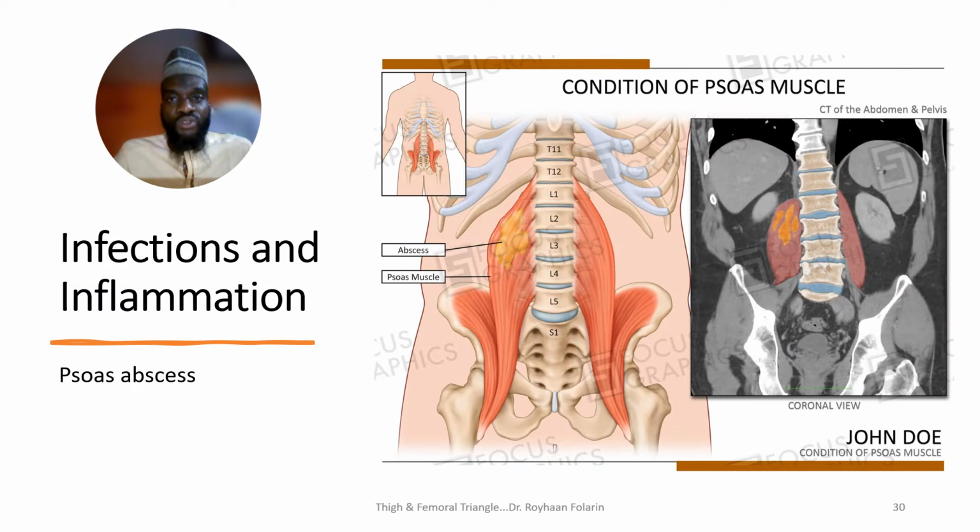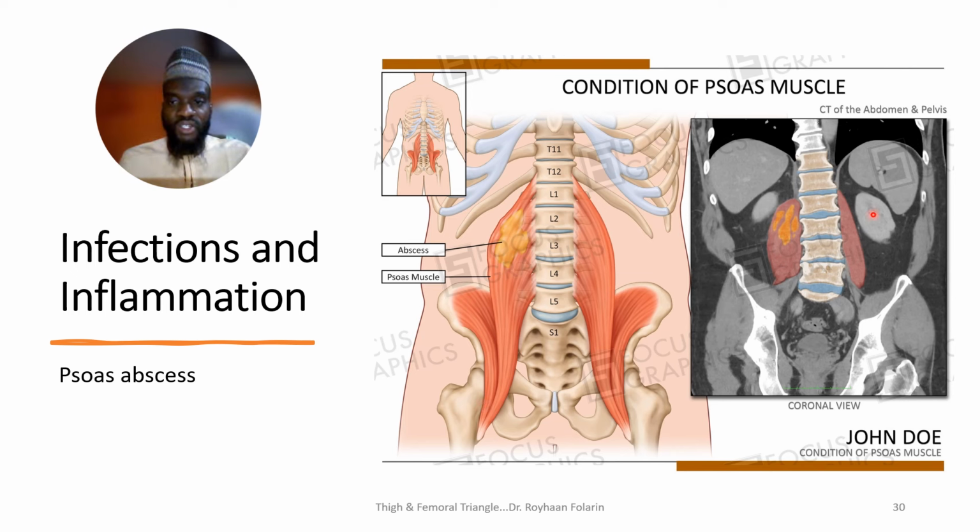Moving on to infections and inflammation, one important condition to highlight is psoas abscess, right? Which is a condition in which you have infection of the psoas muscle. You have an abscess here, which can be primary or secondary to a distant infection, such as from the intestine or even from the spine. So it typically presents with pain in the lower abdomen, in the groin or thigh, and patients may also exhibit fear and difficulty while walking.